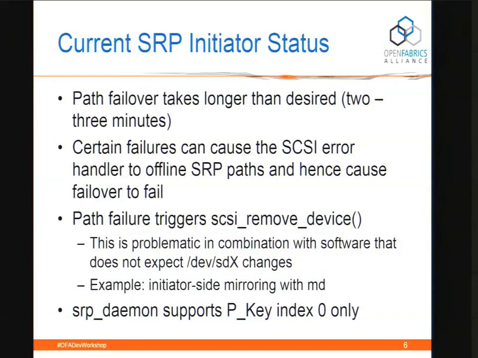And the last open issue is that SRP daemon only supports PKey index 0, which means that it's not yet ready for proper InfiniBand partitioning support.